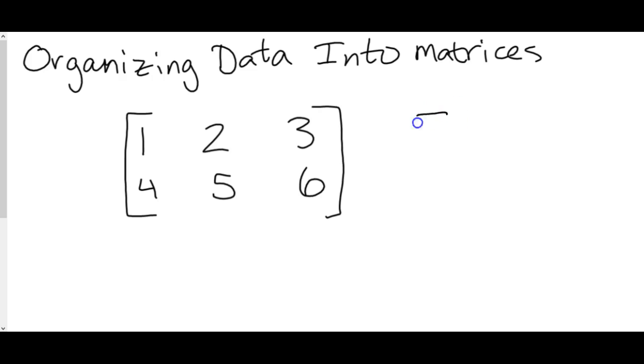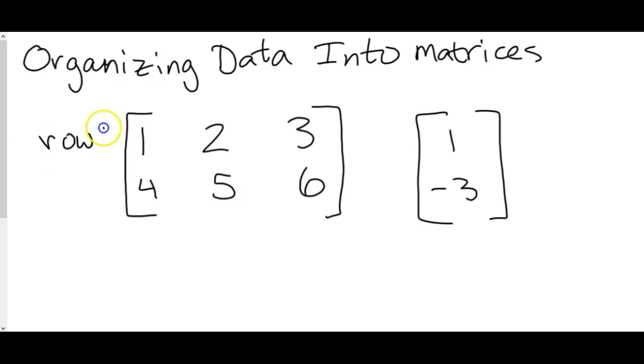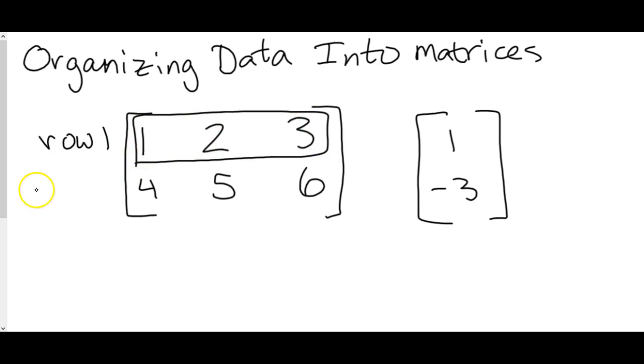They can be any size. They don't have to look exactly like that. This is also a matrix. So when you look at a matrix, it's made up of rows. So this is the first row, and it's the first three numbers here, 1, 2, 3. That's the entire first row. And it has two rows.